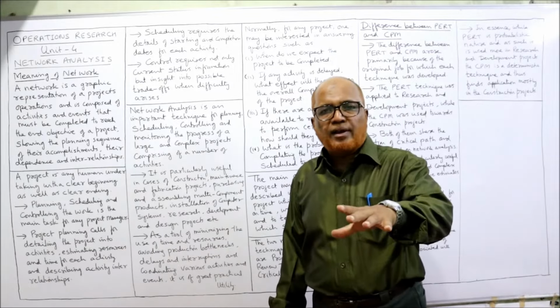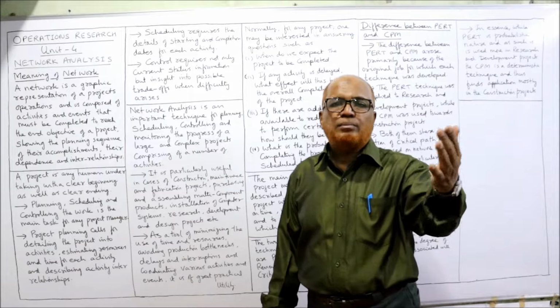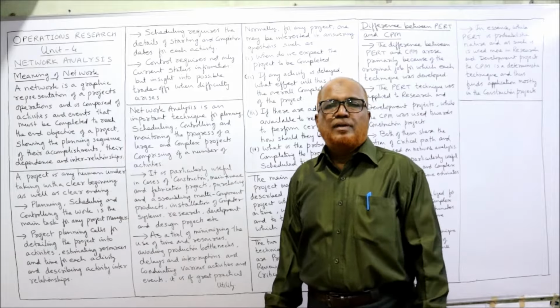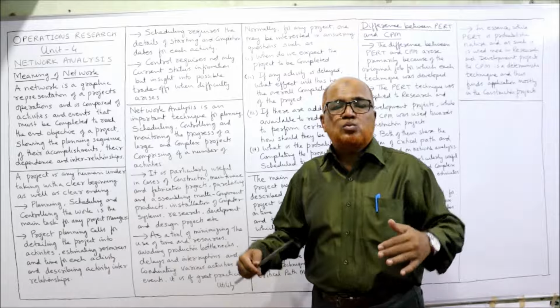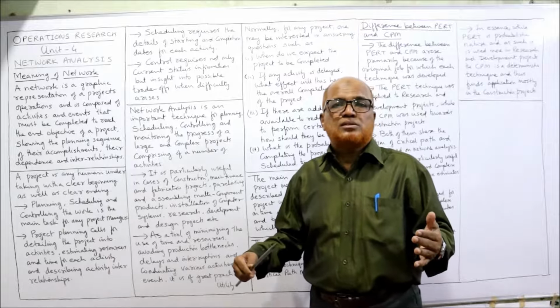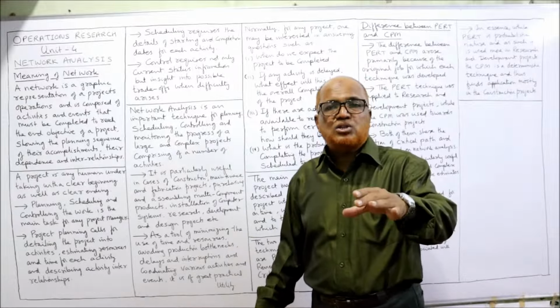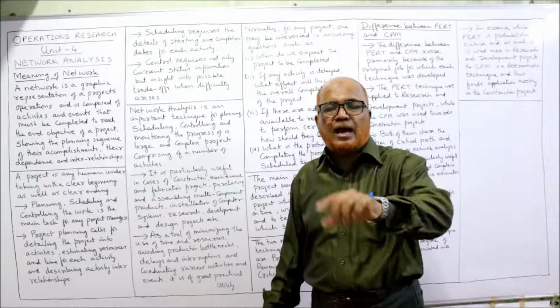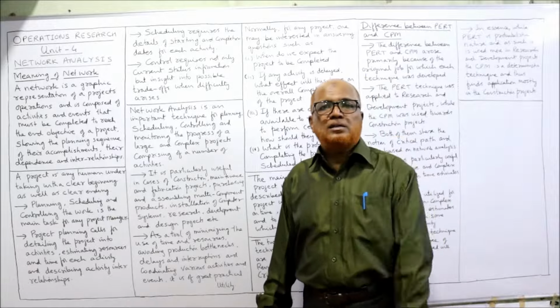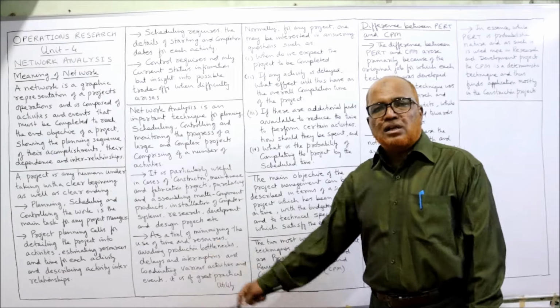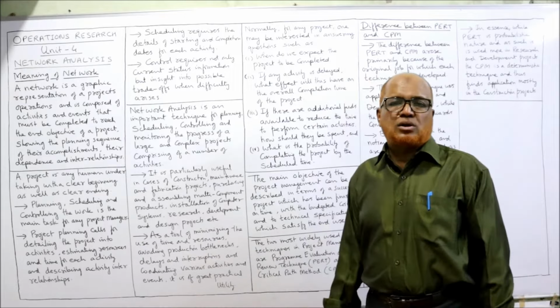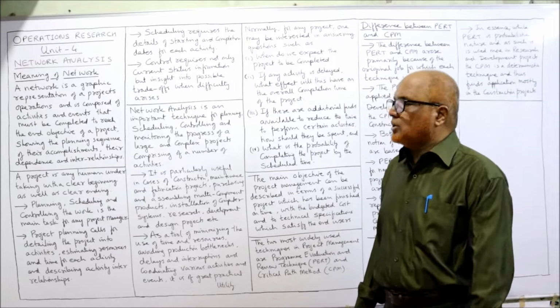The actual work may deviate from the planned work. Then he has to control the activities. Why are these deviations taking place? What are the reasons for deviations between the planned activity and the actual activity? Controlling is required. So these three are the main tasks of every project manager.